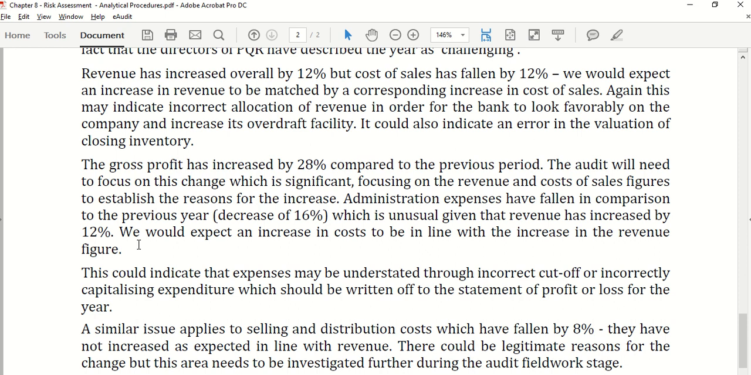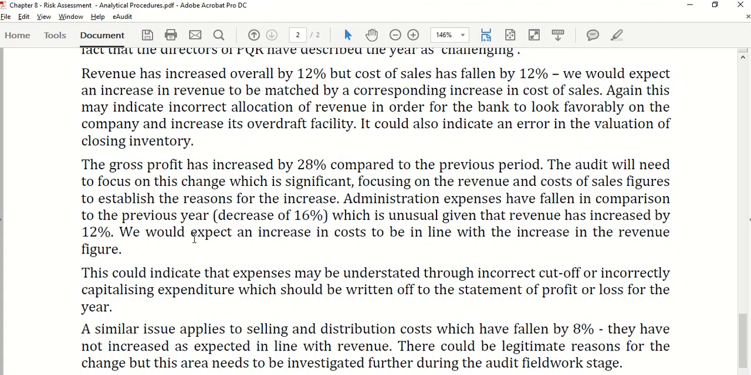Maybe a reasonable reason, but still at the risk assessment stage, when we do the risk assessment, we get a doubt. Maybe this could be correct. But technically there should be something wrong. That is why, at the risk assessment point, we try these analytical procedures.